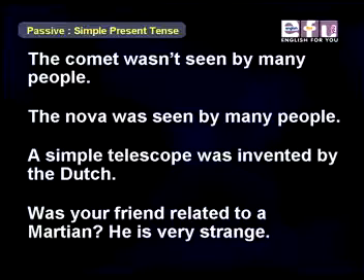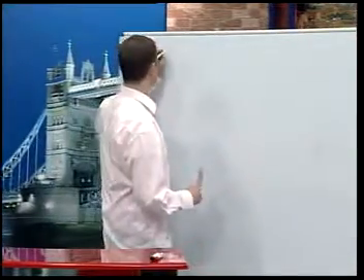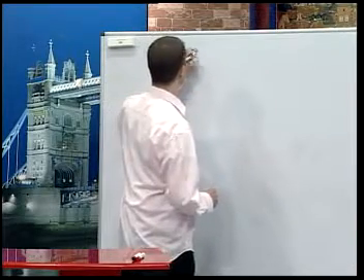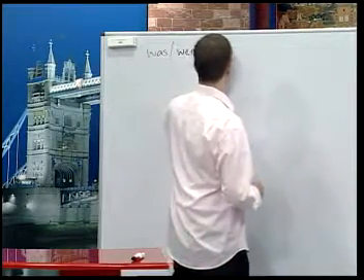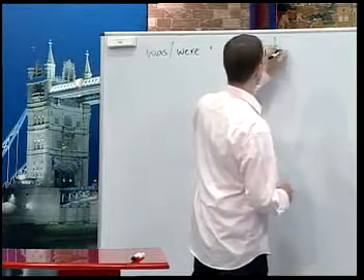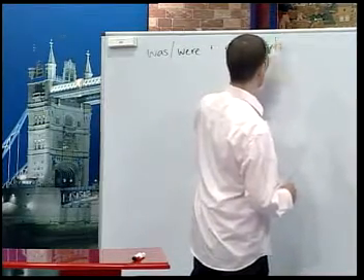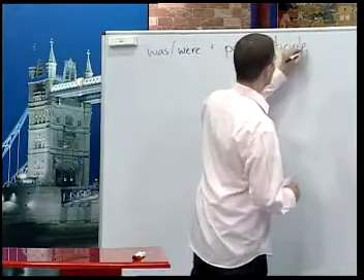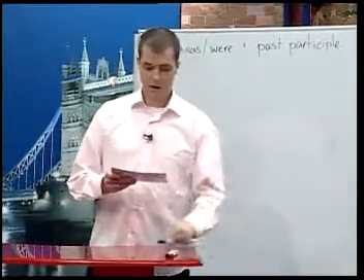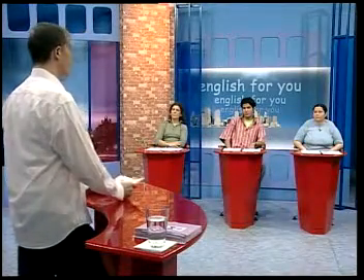Was your friend related to a Martian? He is very strange. For the simple past, we use was or were plus the past participle. So let's practice these now. Let's review the passive with the simple past.